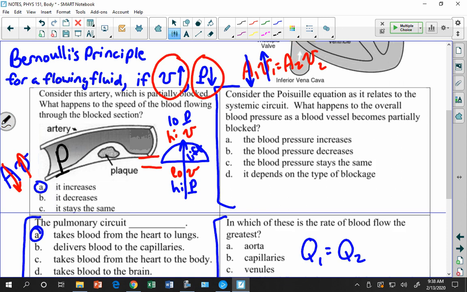Let's ask another question, and we'll use the same one. What happens to the pressure in that region? To the pressure of the blood flowing through that region, what happens to it? Does it increase? Use the same options: increase, decrease, or stay the same. Does the pressure flowing through that artery increase, decrease, or stay the same?